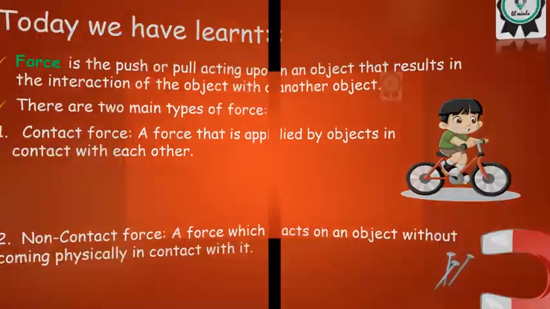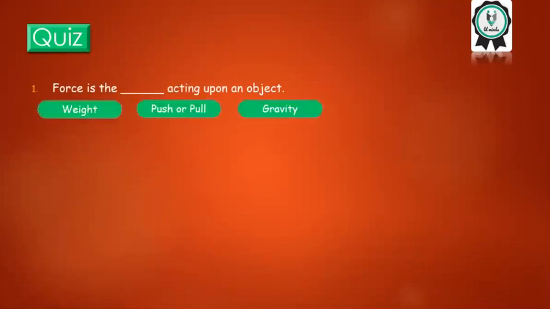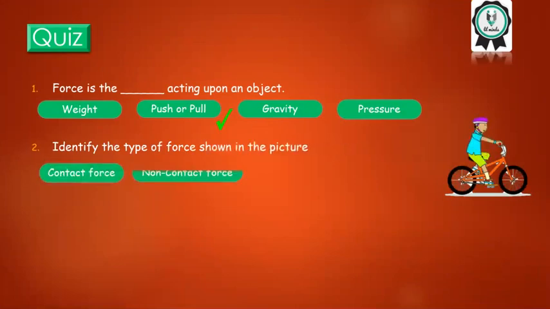Let's test our knowledge by giving a little quiz. The first question is, force is the dash acting upon an object. Weight, push or pull, gravity, pressure. Push or pull. It's the correct answer. Second, identify the type of force shown in the picture. Contact force, non-contact force, none of these, both of these. Contact force is the correct answer.